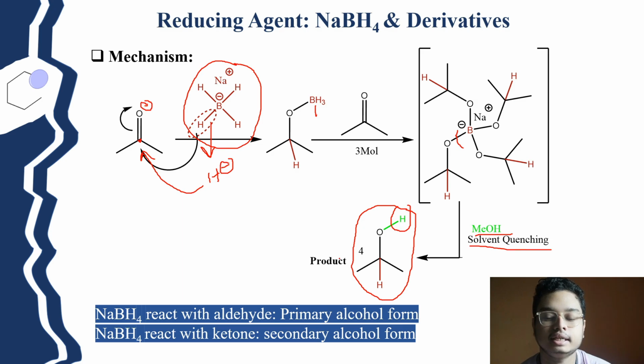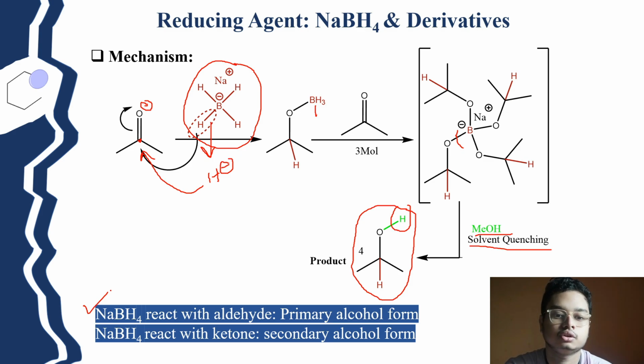So we can say that the hydride, or the hydrogen connected with the carbonyl carbon, directly comes from the reagent, that is sodium borohydride, and the hydrogen that is connected with the oxygen center comes from the solvent. And here we can see the effect that I already discussed in the previous slide: when NaBH4 reacts with the aldehyde, then a primary alcohol forms, and when NaBH4 reacts with the ketone, then a secondary alcohol forms.